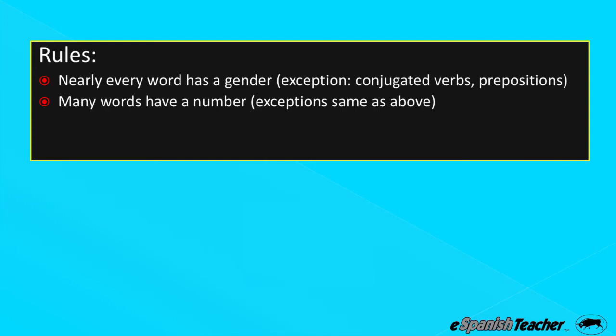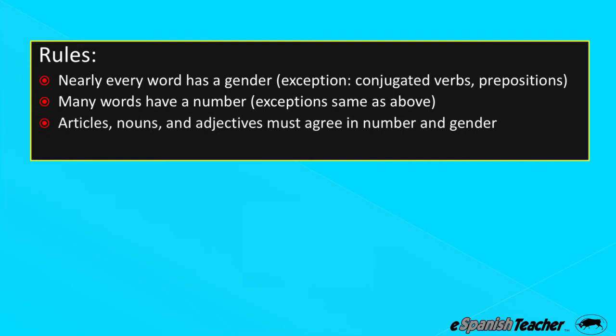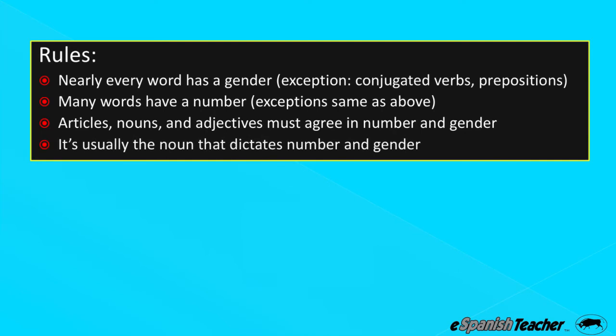And don't worry, I'm going to get into more detail on what a number and gender are. Articles, nouns, and adjectives must agree in number and gender. So this is kind of our baseline, fundamental foundation of this lesson. And it's usually the noun that dictates the number and gender.